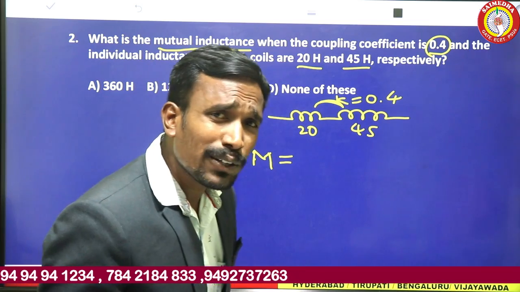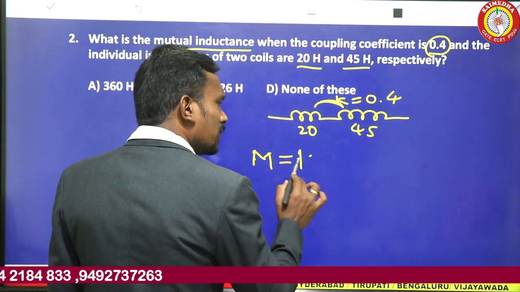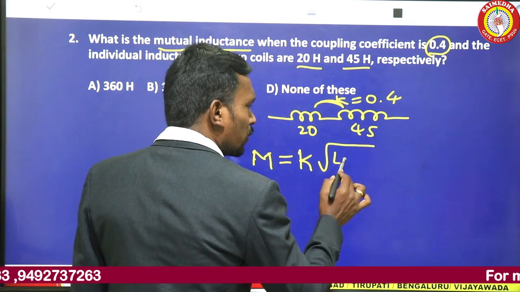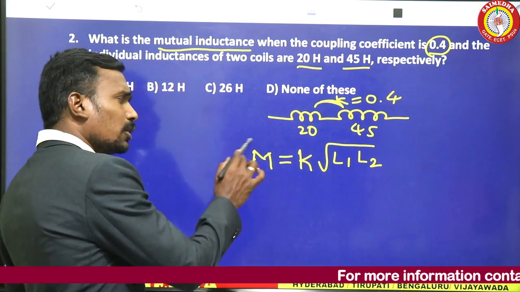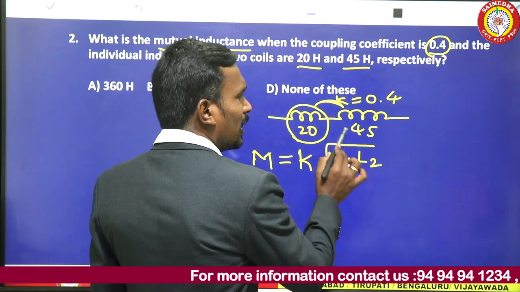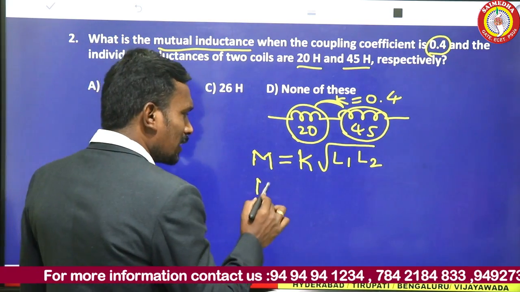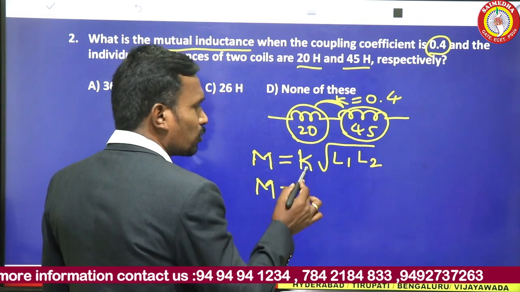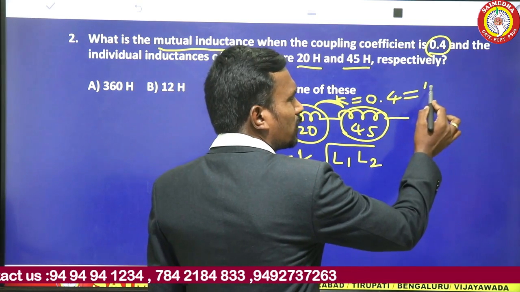What is the formula for mutual inductance? Very important, sir. The formula: M is equal to K into square root of L1 L2. M is the mutual inductance. L1 is the self-inductance of the first coil. L2 is the self-inductance of the second coil. So from this, the mutual inductance M is equal to K. What is K here? 0.4.